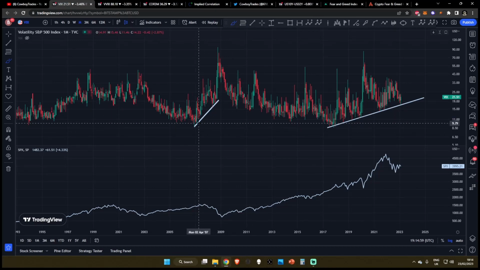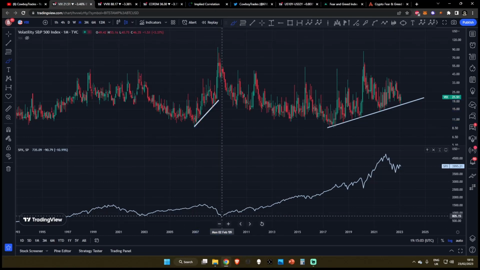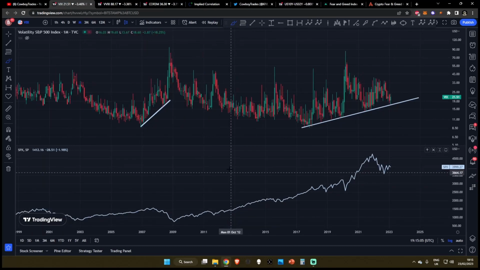And then you can see after a multitude of higher lows, we obviously started breaking down into the financial crisis. And then you can see over here, what happened is the VIX topped out and the bear market low was in after 2008.